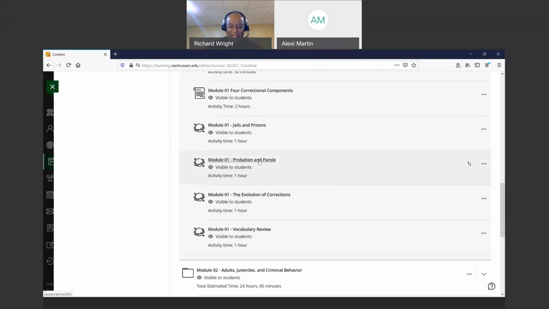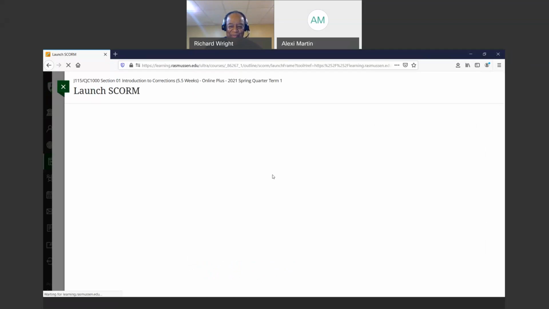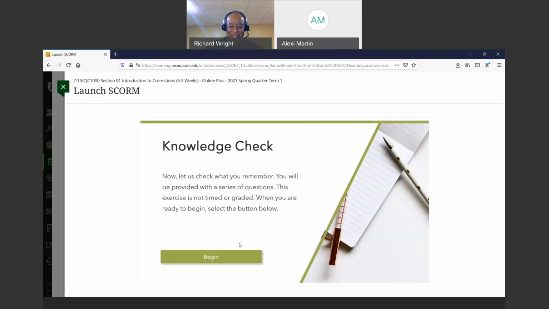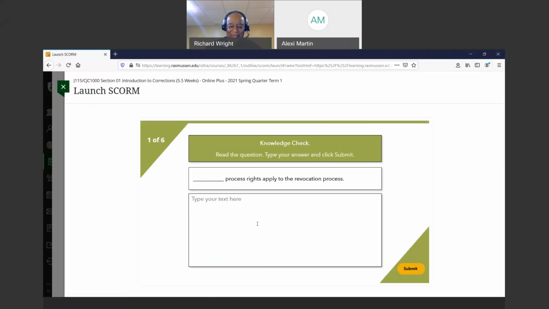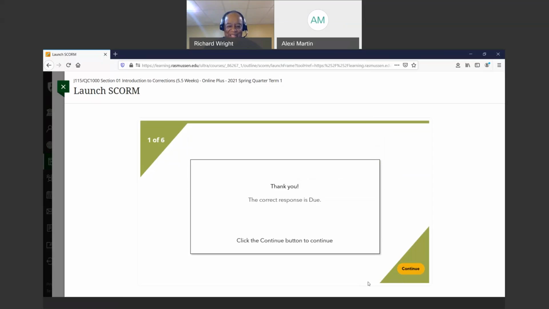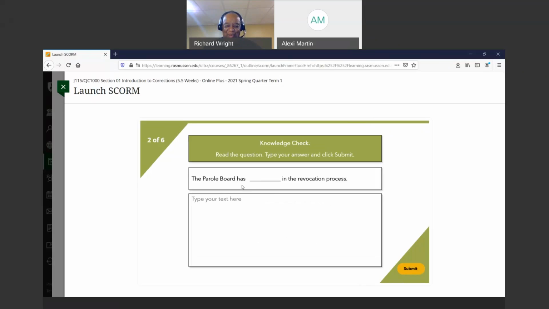Same thing here, dealing with probation and parole. So you do the same thing here, knowledge check. Read the question, type your answer, and then click. Blank process rights apply to the revocation process. Hit submit. This is going to be right because that's the answer. Yeah, so the answer is due. And then you continue. The parole board has blank in the revocation process.